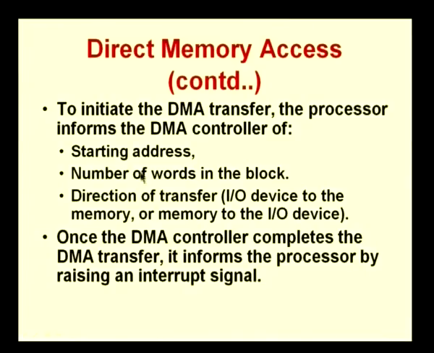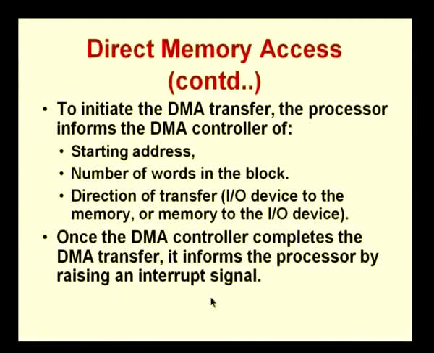Okay. So, that is the basic mechanism that we use. The processor programs the DMA controller with these three pieces of information: starting address, number of words, and the direction of transfer. Once the DMA controller is programmed with this information, the controller can start the data transfer. Once it is done, it informs the processor by raising an interrupt signal. So, this is the basic process that we have for the DMA transfer.